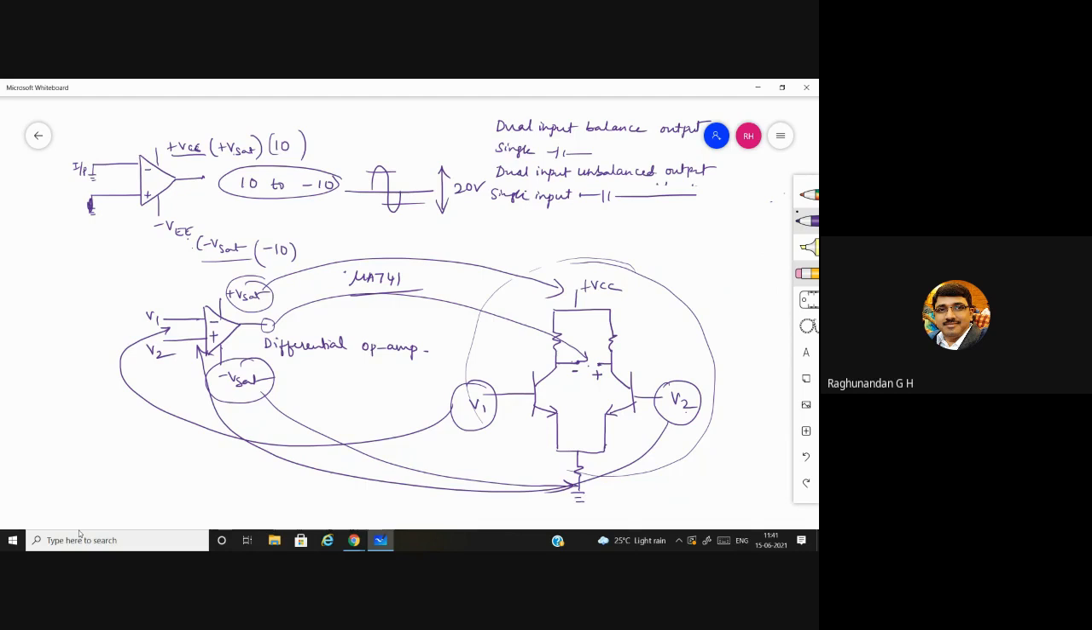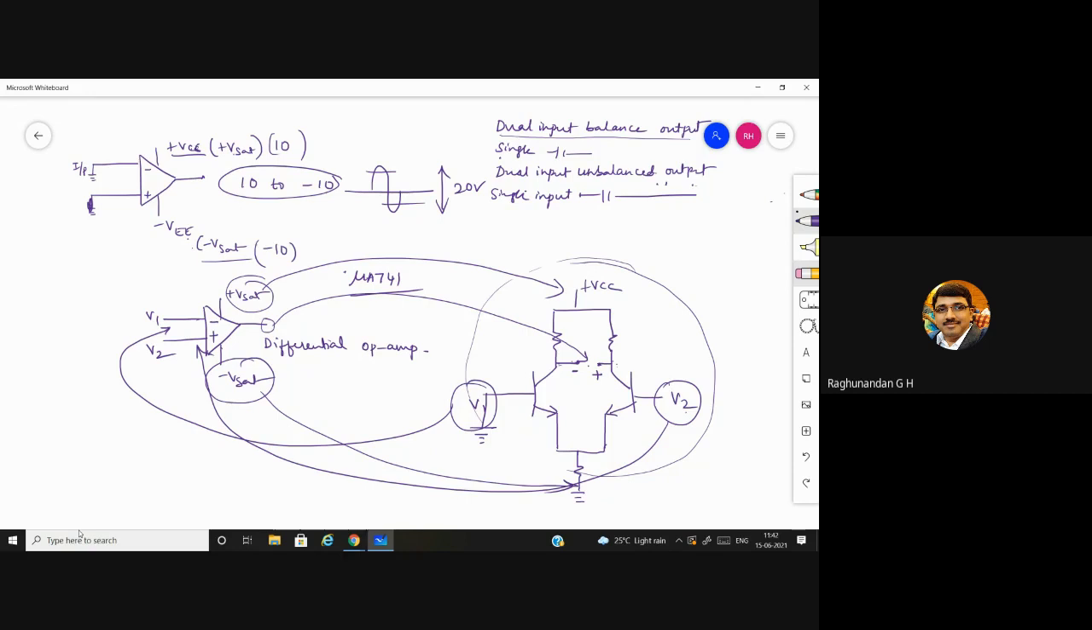I was telling dual input balanced output means it will be having two inputs and two outputs. This is whatever I have drawn. No? This is the dual input balanced output differential op amp, differential amplifier. If I am going to take single input balanced output, during that time, what happens is one of the input will be grounded. One of the input will be grounded, but still the output will be taken across the two collectors.